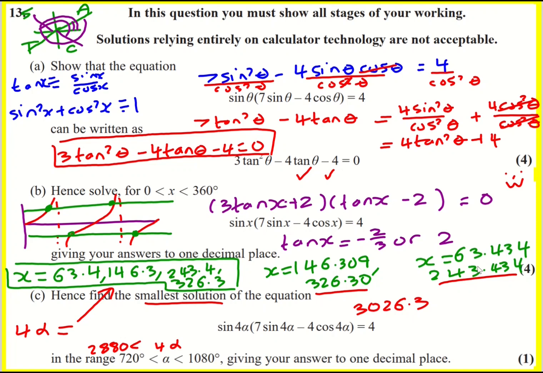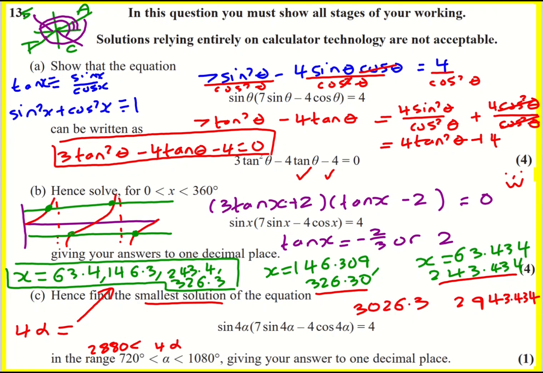243.434. Add on again 10 lots of 180 because that will be a solution. Just keep adding it on. 2,763.434. Right, the next one is going to take me over to 2943.434. Okay, are there quicker ways to do this? I think this is a pretty safe way, I've got to say.